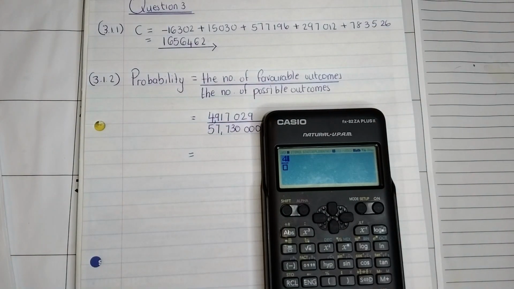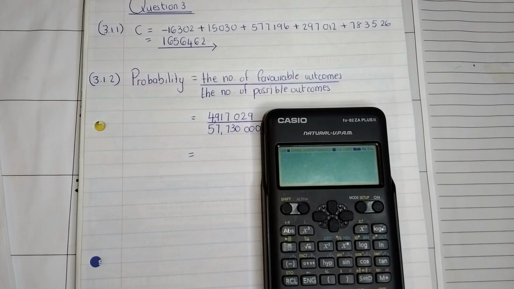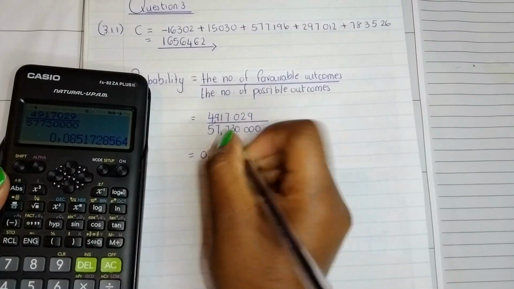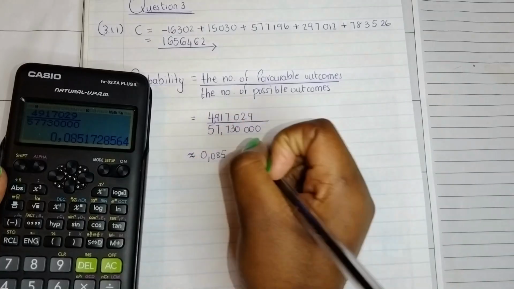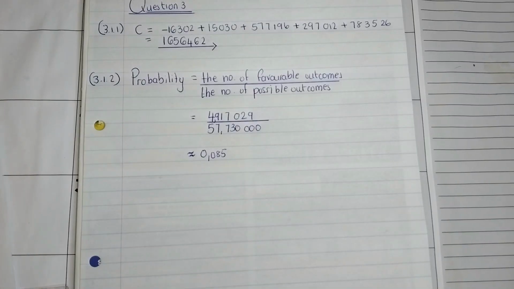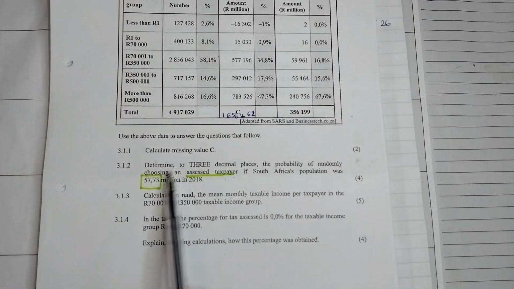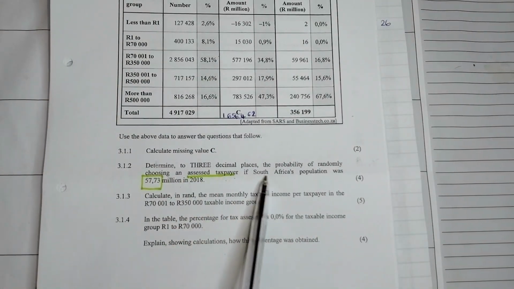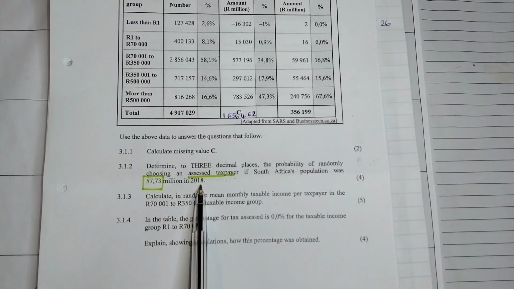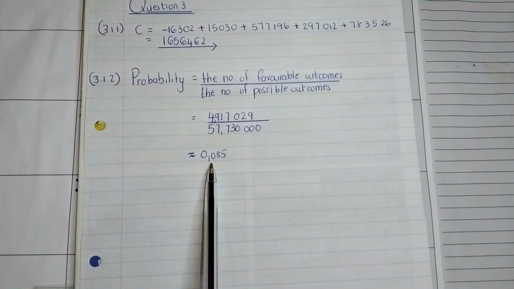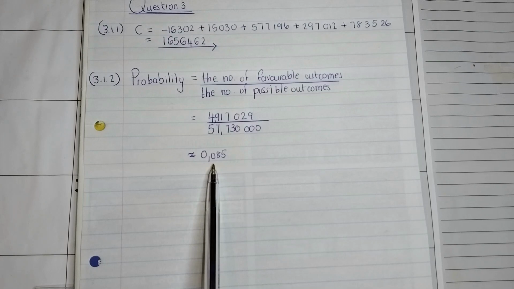The probability is 4,917,029 divided by 57,730,123, which is approximately equal to 0.085, right? So the probability of randomly choosing an assessed taxpayer, if South Africa's population was 57.73 million in 2018, is 0.085. So that is the probability, right?